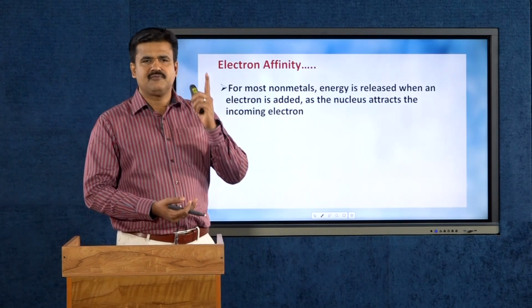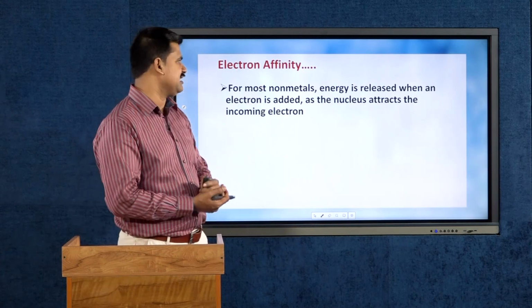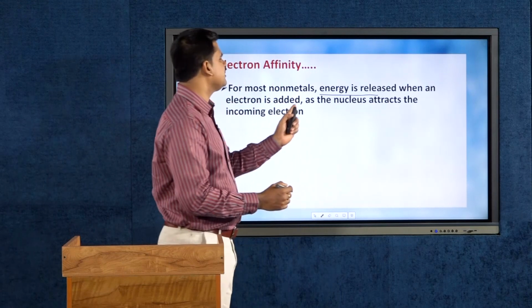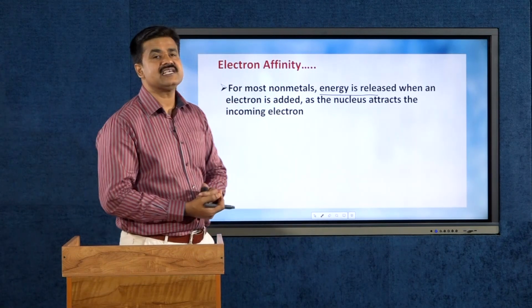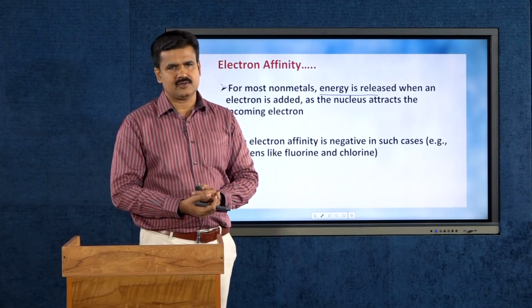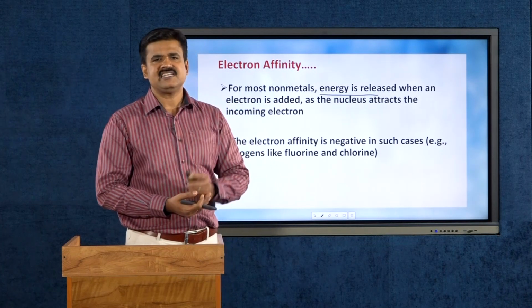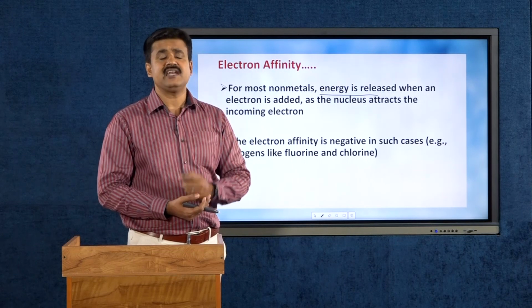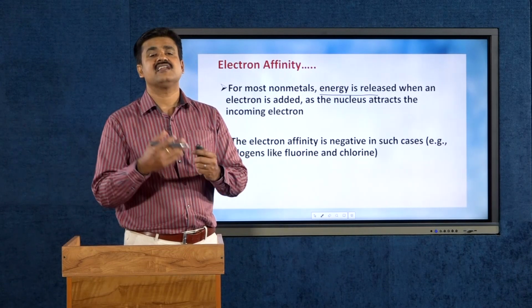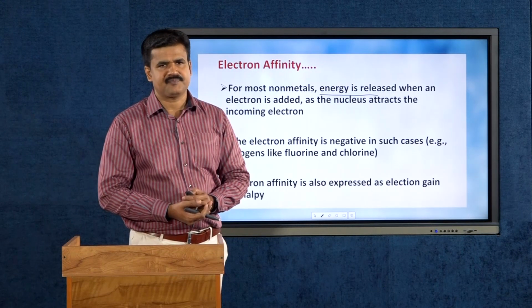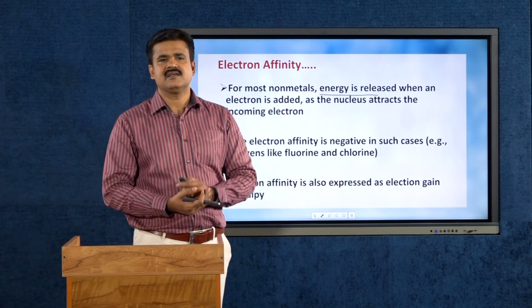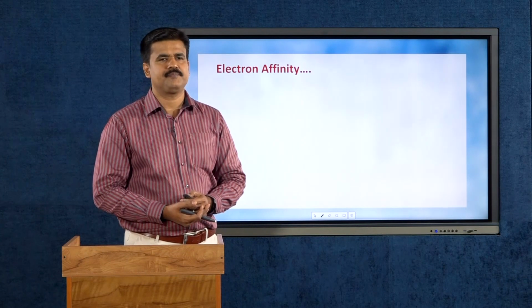Now, for most non-metals, energy is released when an electron is added as the nucleus attracts the incoming electron. The electron affinity is negative in such a case. For example, the electron affinity of fluorine and the electron affinity of chlorine are negative values. Electron affinity is also expressed as electron gain enthalpy.